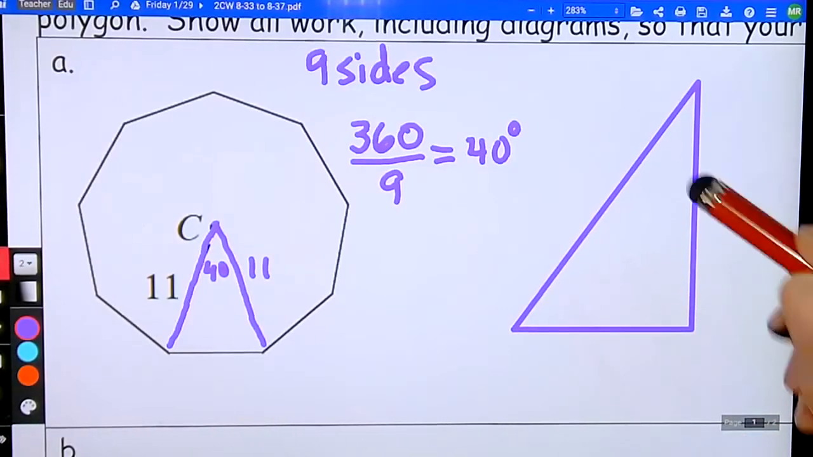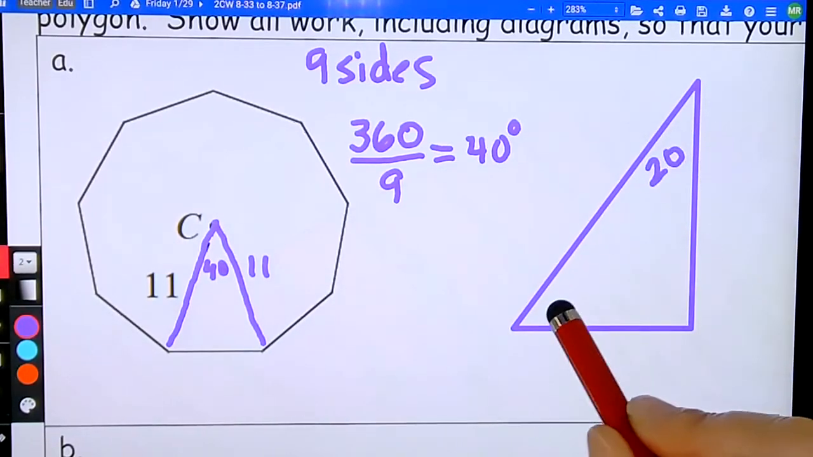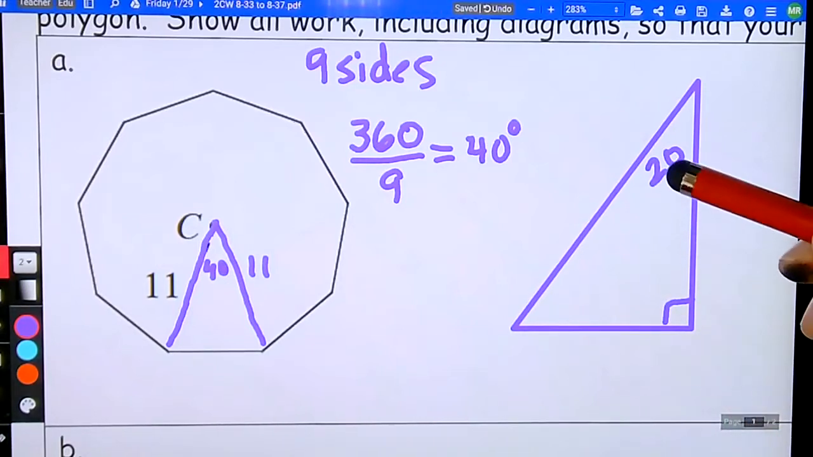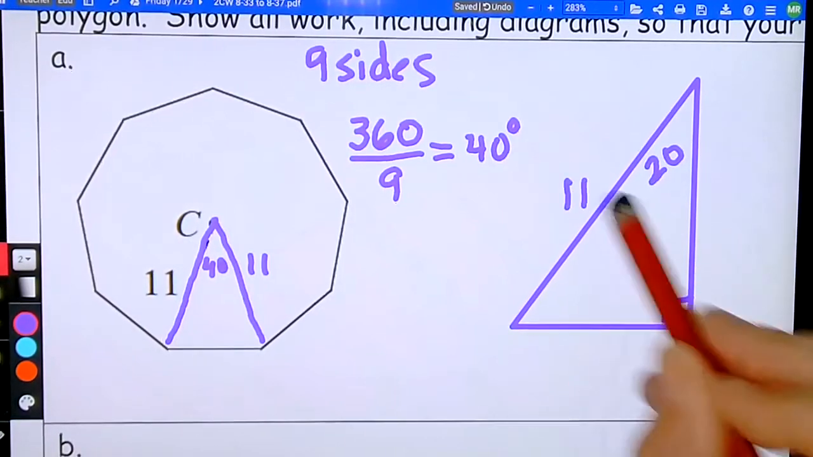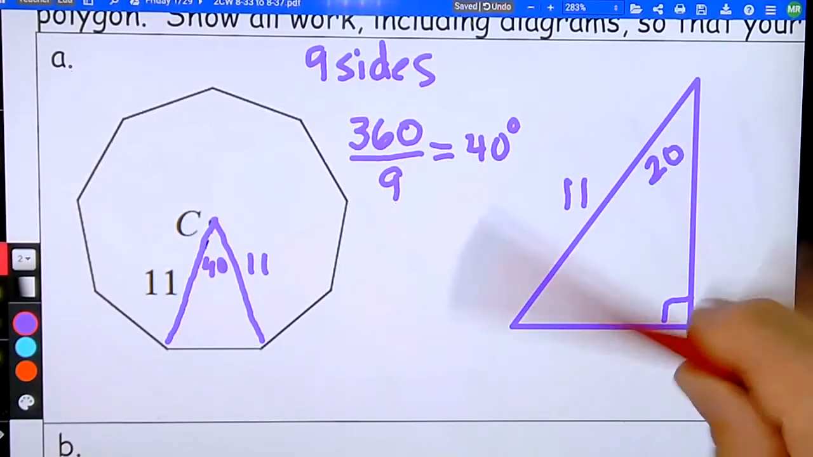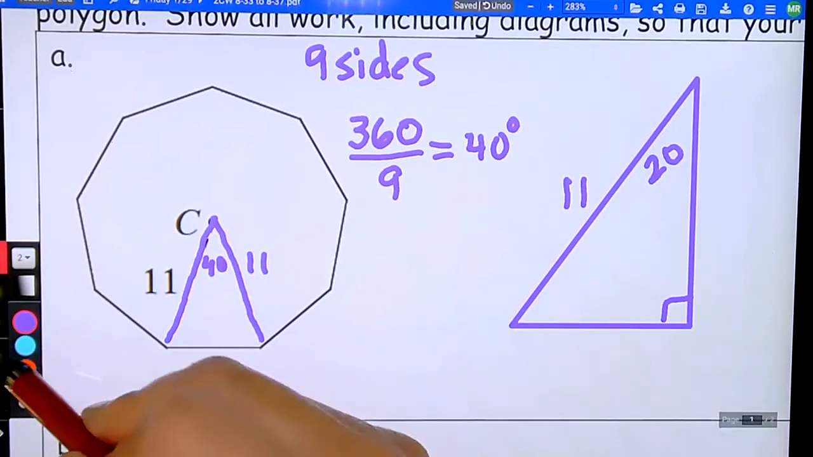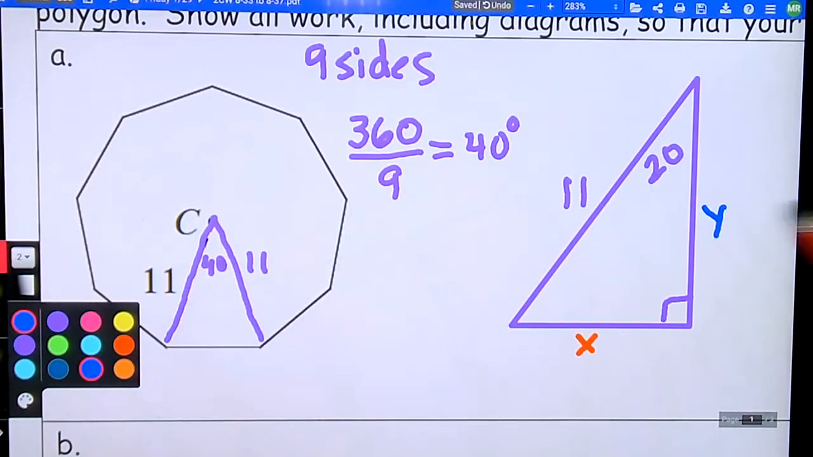Okay, so this is going to be 20. Okay, I don't really care what this is. It's going to be 70, but I don't really care. That's not what I'm concerned with. I'm just going to use that 20. And I know that this is 11. Now, unfortunately, in this case, I don't know my base or my height. So I'm going to use some trig. I'm going to call this X, and I'm going to call this Y.